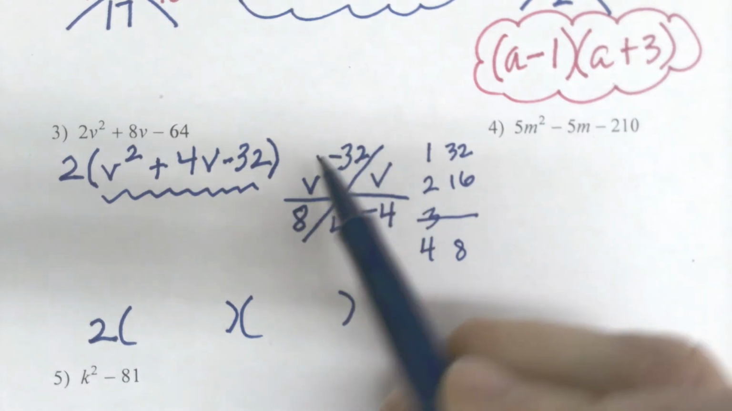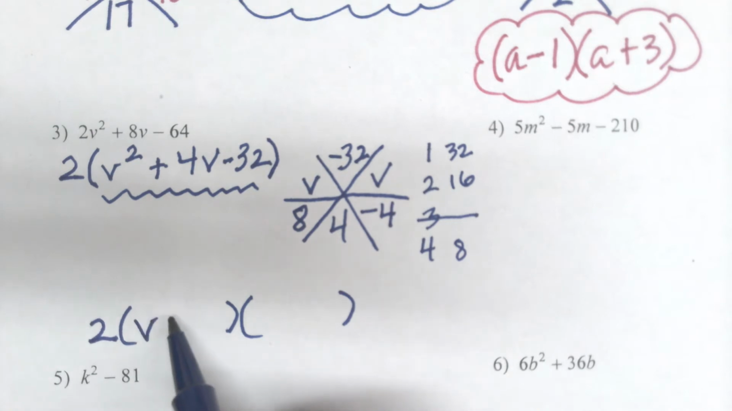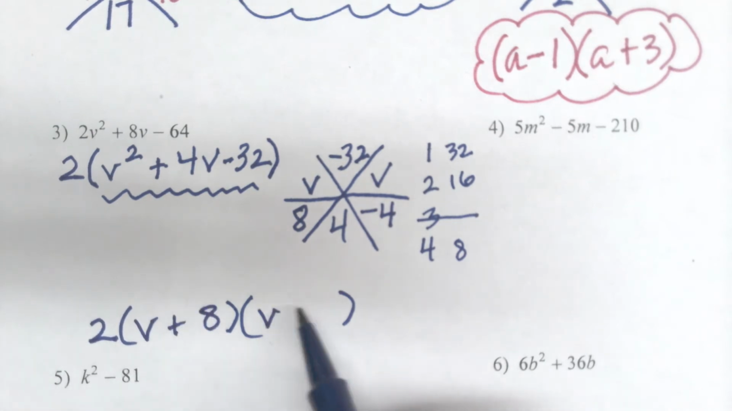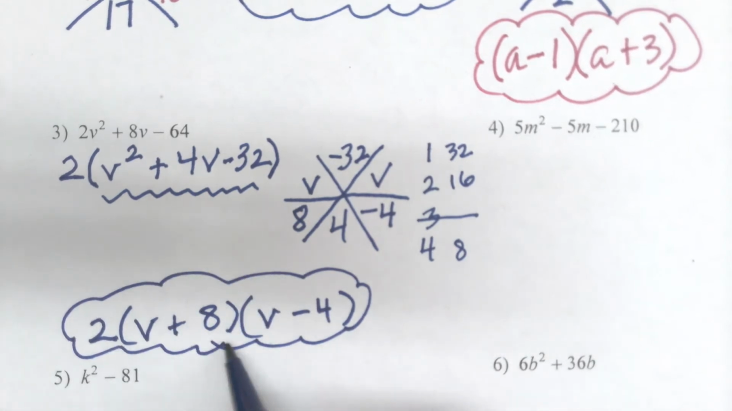So when I write this in here, I put 8 minus 4. Again, that 2 that we pulled out in the beginning is going to go in the front, and then when I set this up, I write v plus 8, v minus 4 for my final answer.